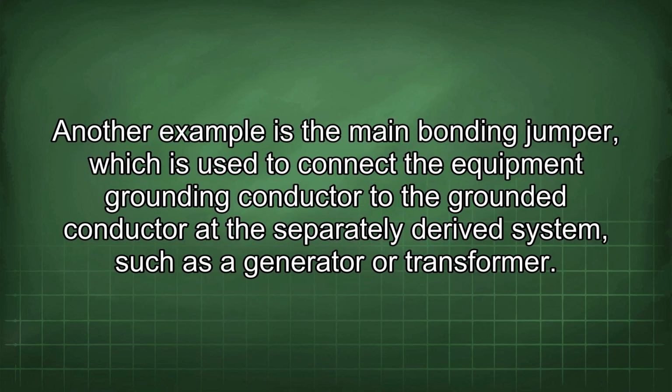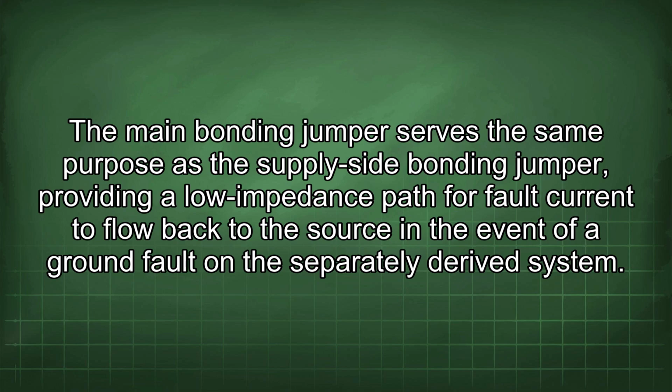Another example is the main bonding jumper, which is used to connect the equipment grounding conductor to the grounded conductor at the separately derived system, such as a generator or transformer. The main bonding jumper serves the same purpose as the supply-side bonding jumper, providing a low-impedance path for fault current to flow back to the source in the event of a ground fault on the separately derived system.